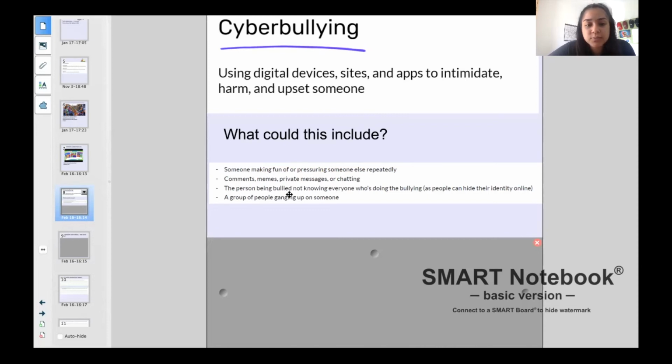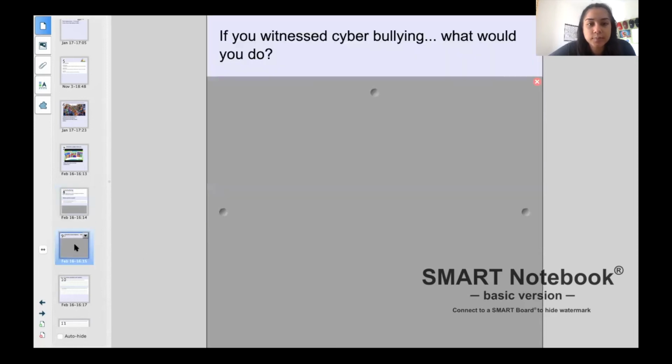Then we have the person being bullied not knowing everyone who's doing the bullying. So as people online, you are hiding behind a screen, and so bullies can tend to target people they may not necessarily know. And finally, a group of people ganging up on somebody. Okay, so these are just a few ideas of what cyberbullying can include.